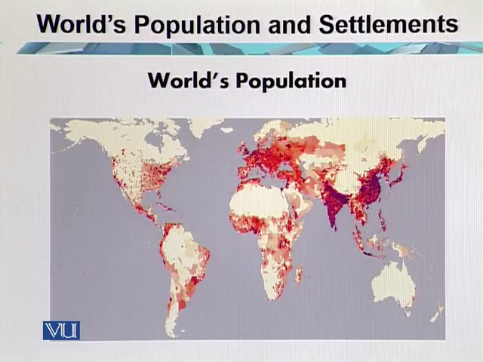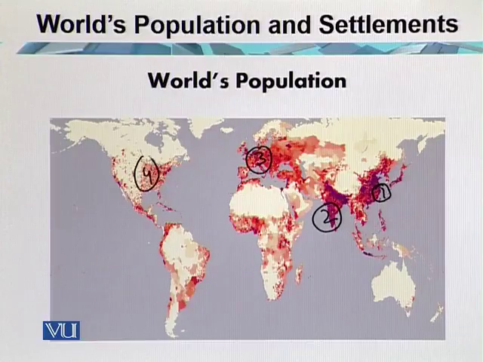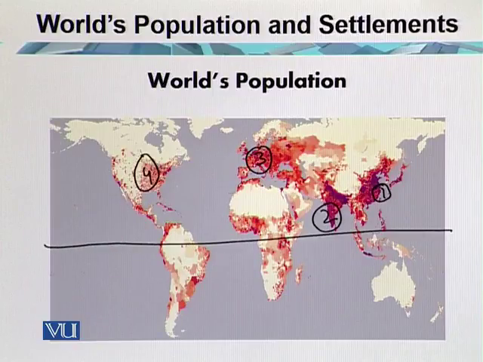Now here we have the major clusters. Number 1 belongs to East Asia. Number 2 belongs to South Asia. Number 3 belongs to Europe. Number 4 belongs to North America. And number 5 belongs to the southern continents.